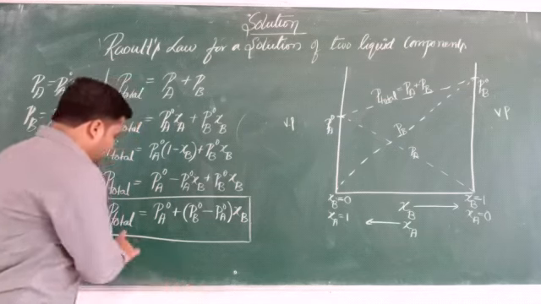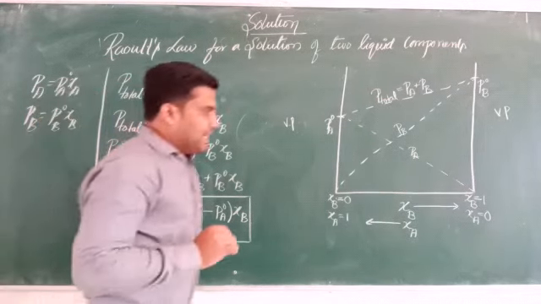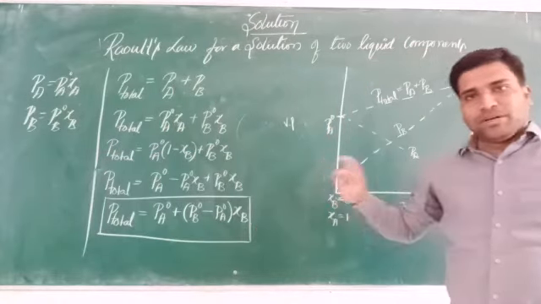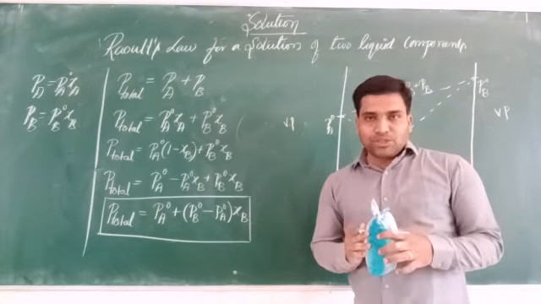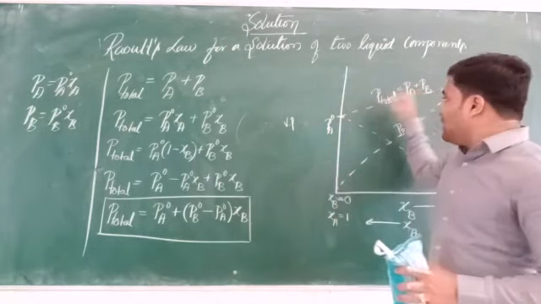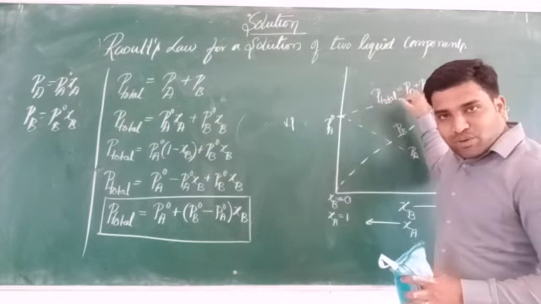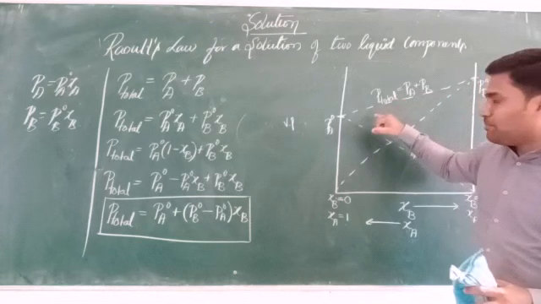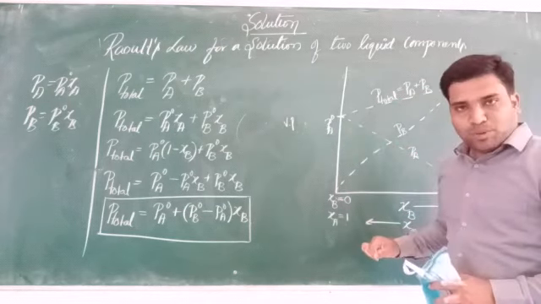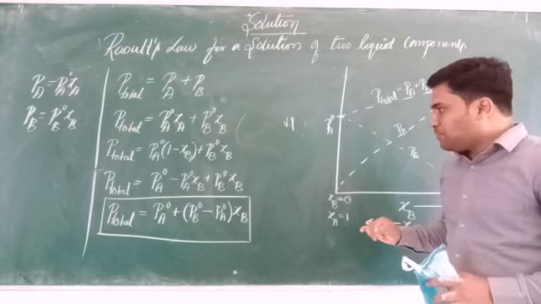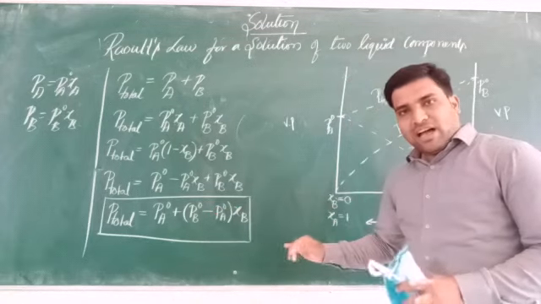Looking at this equation, we can draw a conclusion. Write down the first one: that is the total vapor pressure. The total vapor pressure over the solution is directly proportional to the mole fraction of the component A or B.